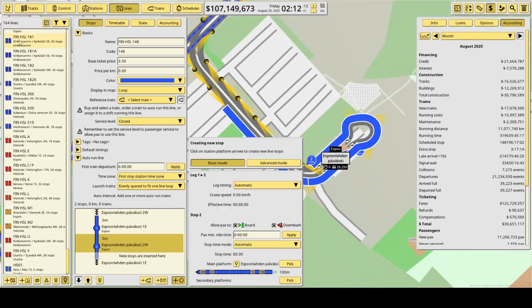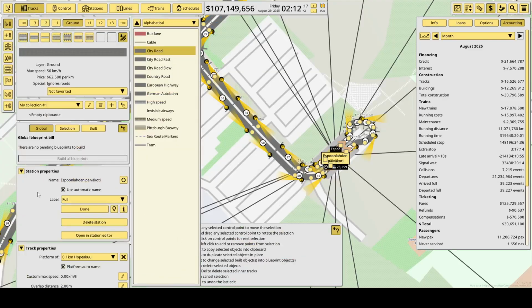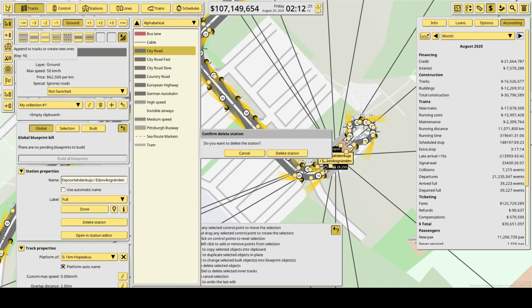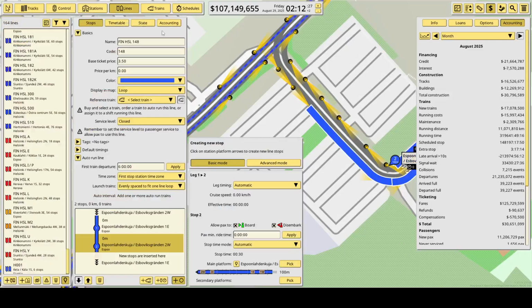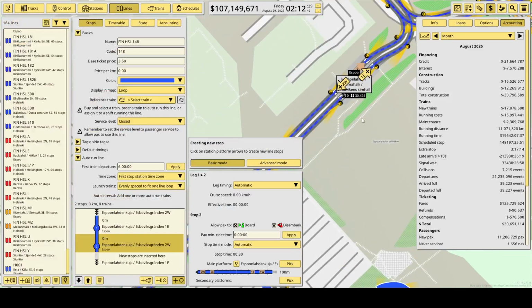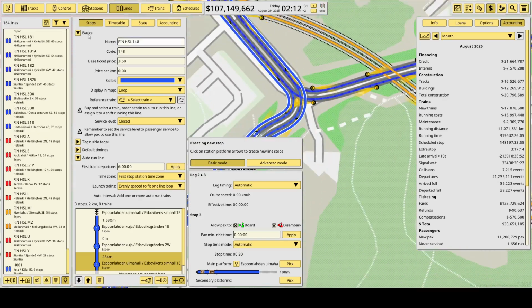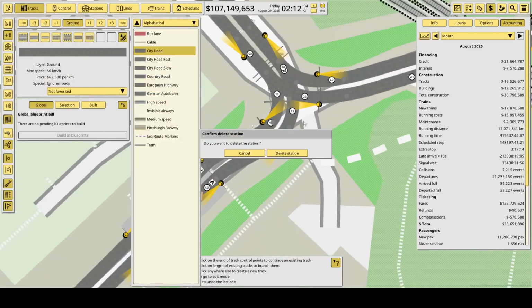So we'll, oops, I forgot to name the stop, the station. Espoonlahden kuja, Espoviksgränden it was. There we go. And then we'll be moving back to lines, and then we'll be stopping at Espoonlahden uimahalli. Then we'll take a turn to the right.